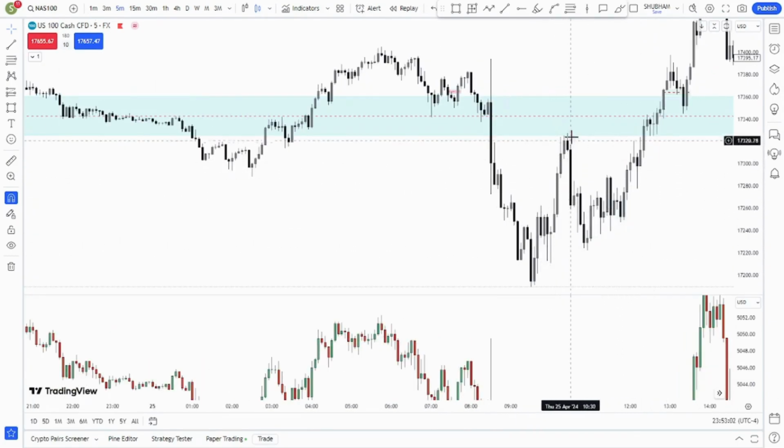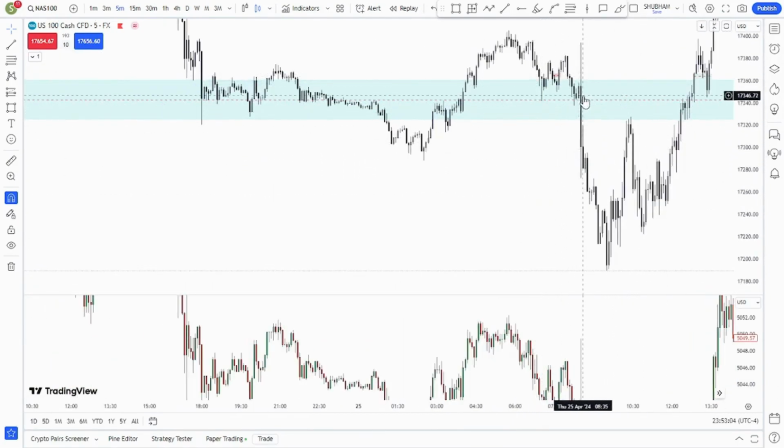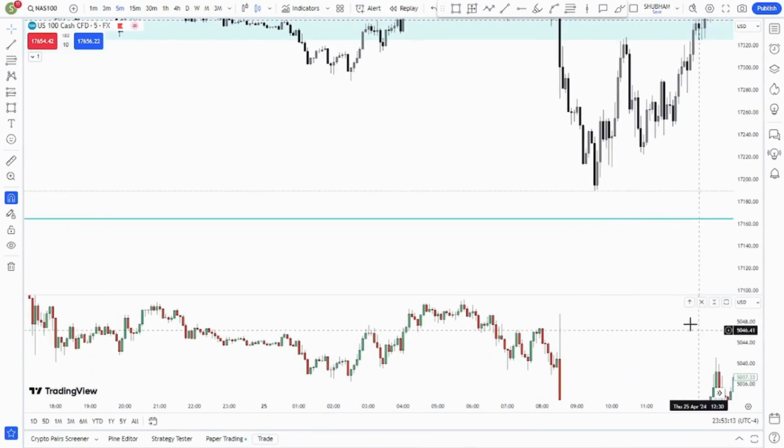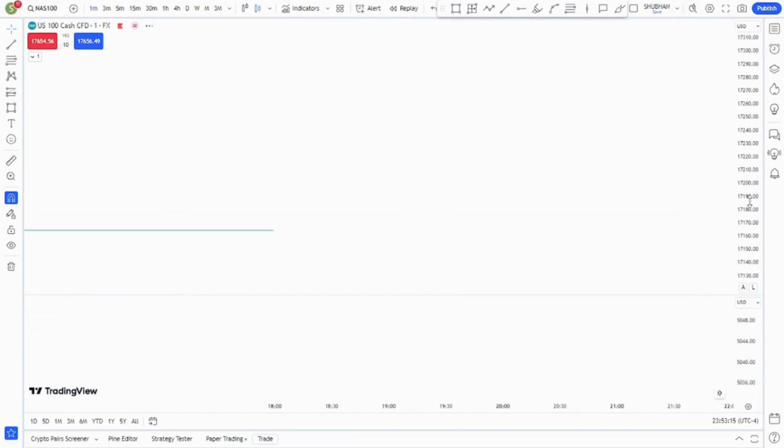But I look for a market maker buy model because we had a daily FVG and there were high chances that we could close the daily candle above the daily FVG. Also, we were having this SMT which was getting formed. Now let's drop down to the 1 minute time frame to get into more detail.